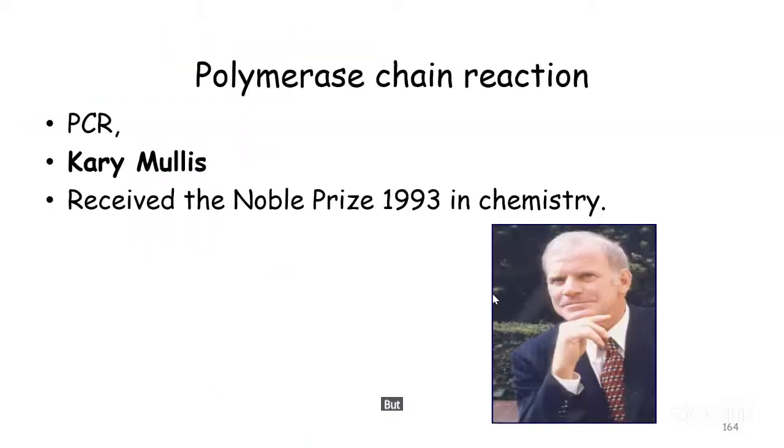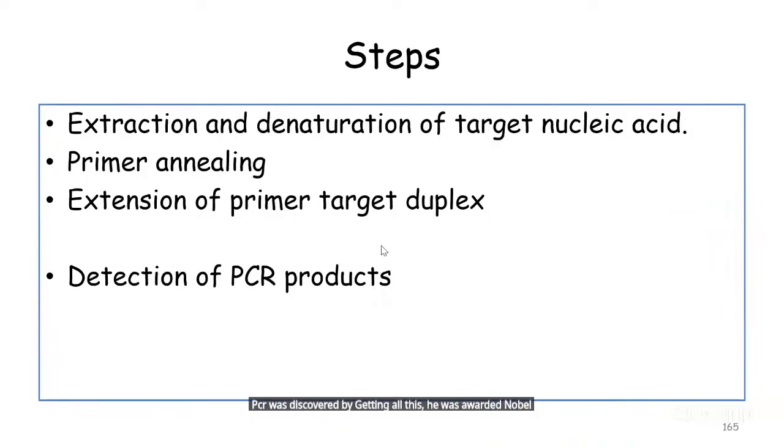But this is not enough. There is more to it. PCR was discovered by Kary Mullis. He was awarded the Nobel Prize for that. And the steps of PCR, as I said, there are three steps: denaturation, annealing, and extension.